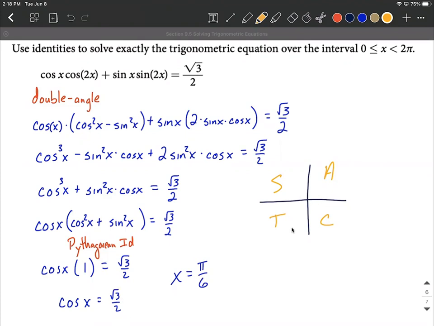Now, how all students take calculus works is all of them are positive in the first quadrant. Only sine is going to produce a positive ratio in the second quadrant, only tangent in the third quadrant, and only cosine in the fourth quadrant. Now, because our cosine is equal to a positive ratio, that's pointing us towards this fourth quadrant where cosine is always positive. What I'm going to do is I'm going to place pi over 6, that angle we just got, as a reference angle here in the fourth quadrant.